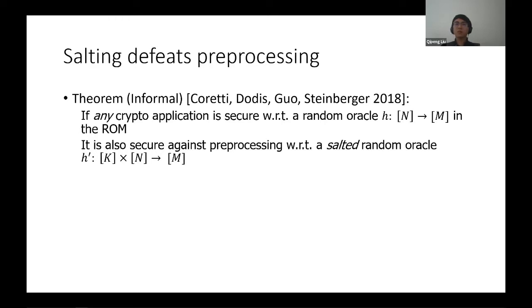Now let's talk about salting. Salting is a common mechanism used in practice for defeating auxiliary input in cryptography. In 2018, Coretti, Dodis, Guo, and Steinberger showed the following theorem. If any crypto application is secure with respect to a random oracle in the random oracle model, then it is also secure against preprocessing with respect to a salted random oracle. And this is a classical statement.